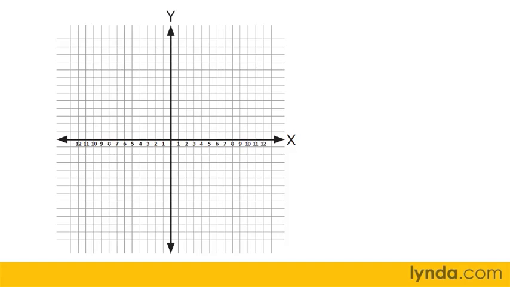The other baseline runs north and south. This baseline is called the y-axis. The y-axis is also a number line. Everything above the x-axis is considered positive y. Everything below the x-axis is considered negative y.